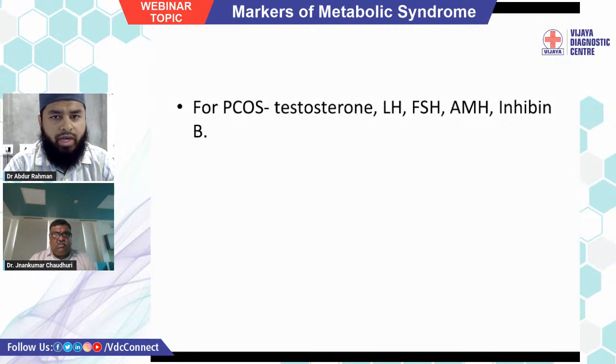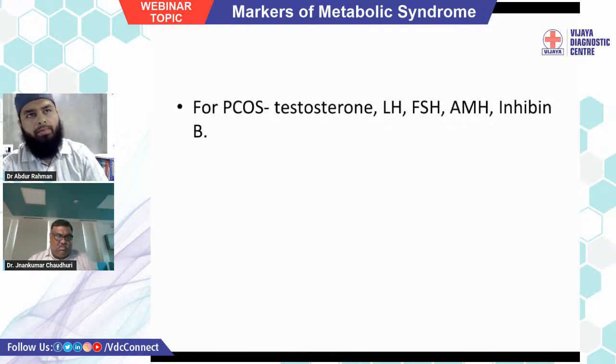Then for PCOS, we can definitely do tests for hormones: testosterone, luteinizing hormone, follicle stimulating hormone, anti-Mullerian hormone, and inhibin B. These are the very prominent markers for PCOS diagnosis. Patients who have central obesity and metabolic syndrome develop PCOS due to insulin resistance. So in a PCOS patient we can also measure insulin resistance by the HOMA index, along with testosterone, LH, FSH, AMH, and inhibin B.